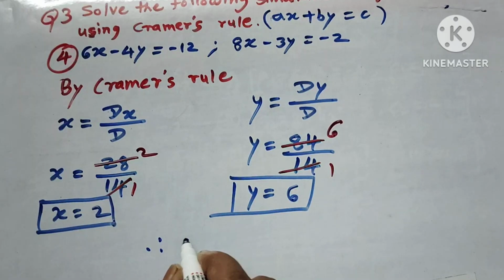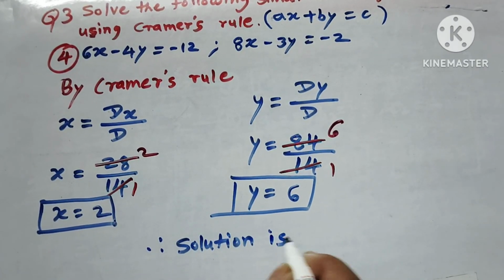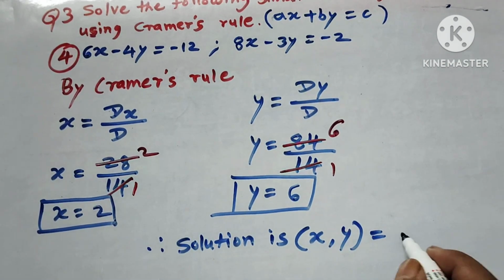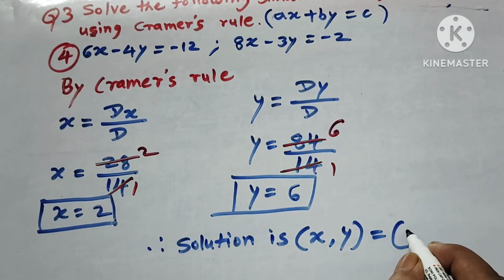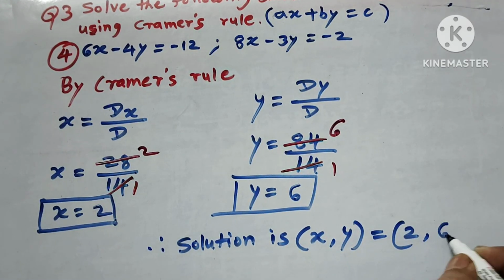Therefore, solution is x comma y is equal to, first write value of x 2, comma value of y 6.